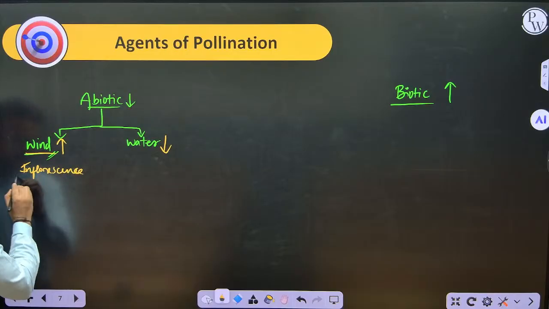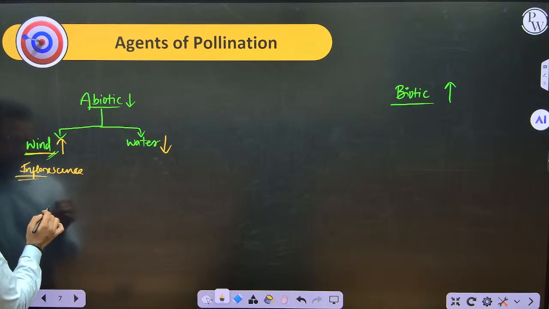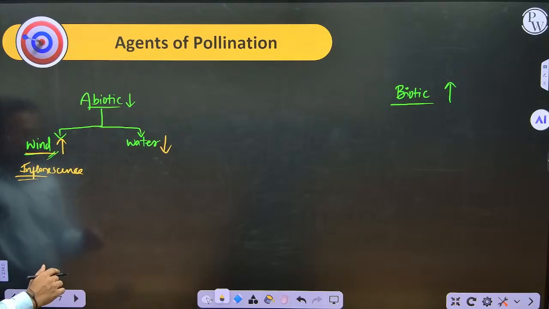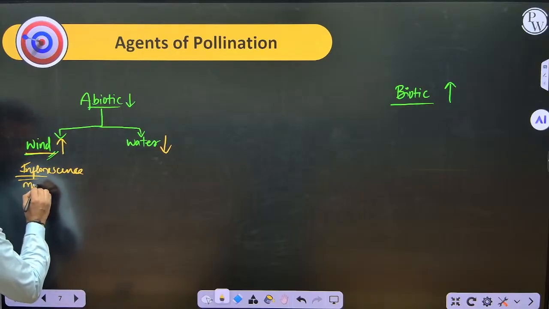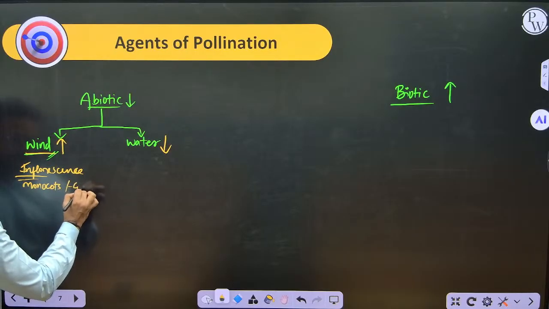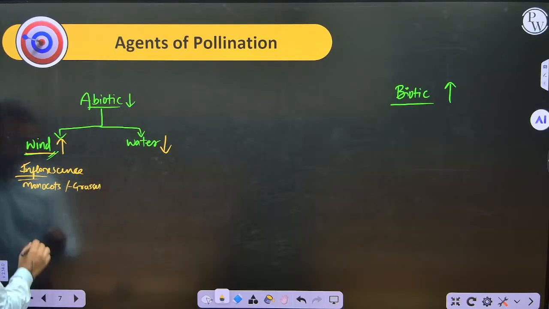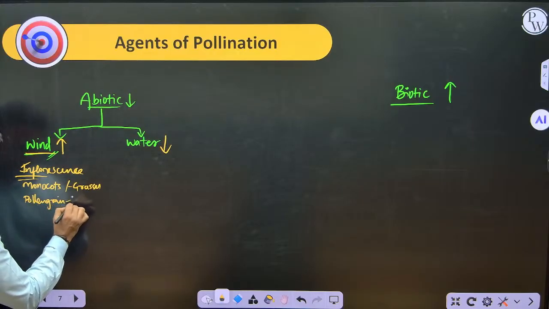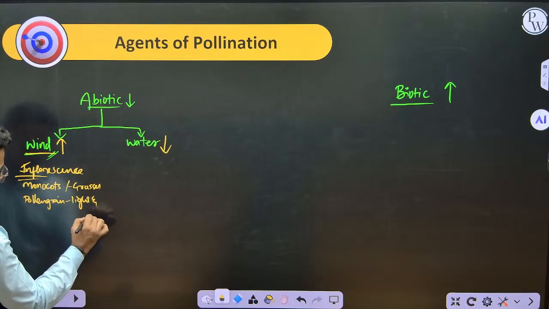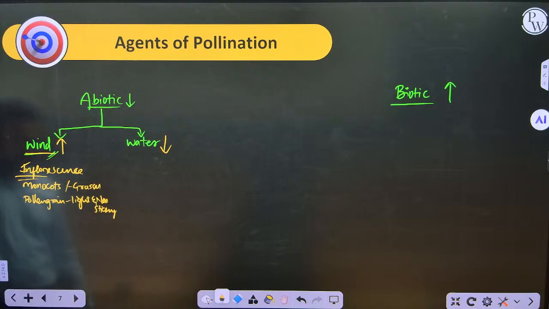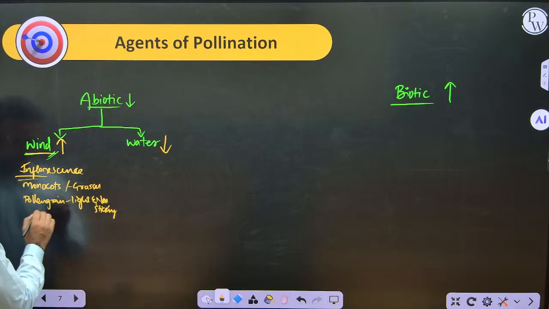Yesterday we discussed this. In an inflorescence, all the small flowers are present on the floral axis. The arrangement of flowers on the axis, we call this inflorescence. In most cases they are monocots, especially grasses, for example. And how are the pollen grains? Pollen grains are lightweight and non-sticky in nature.